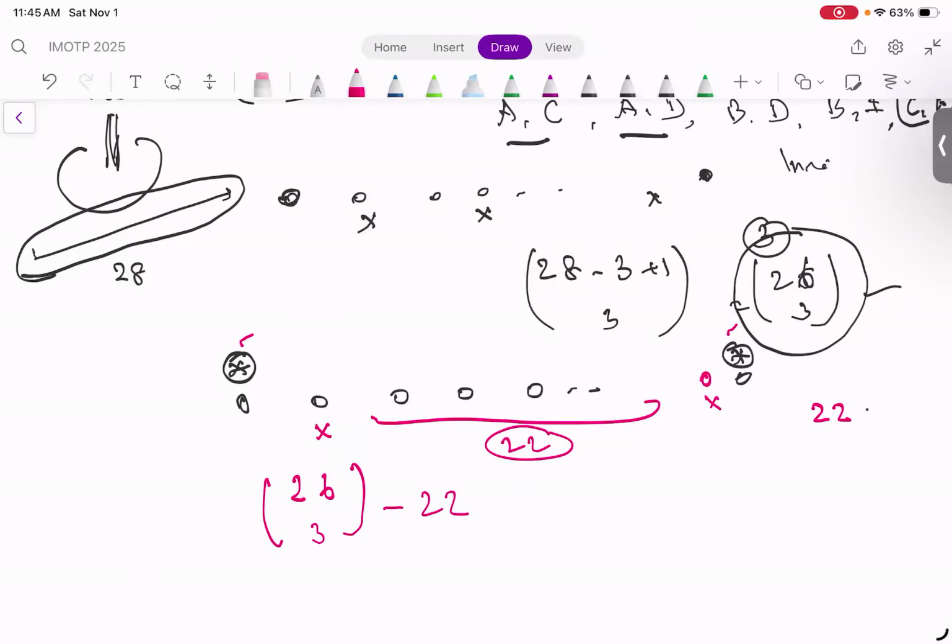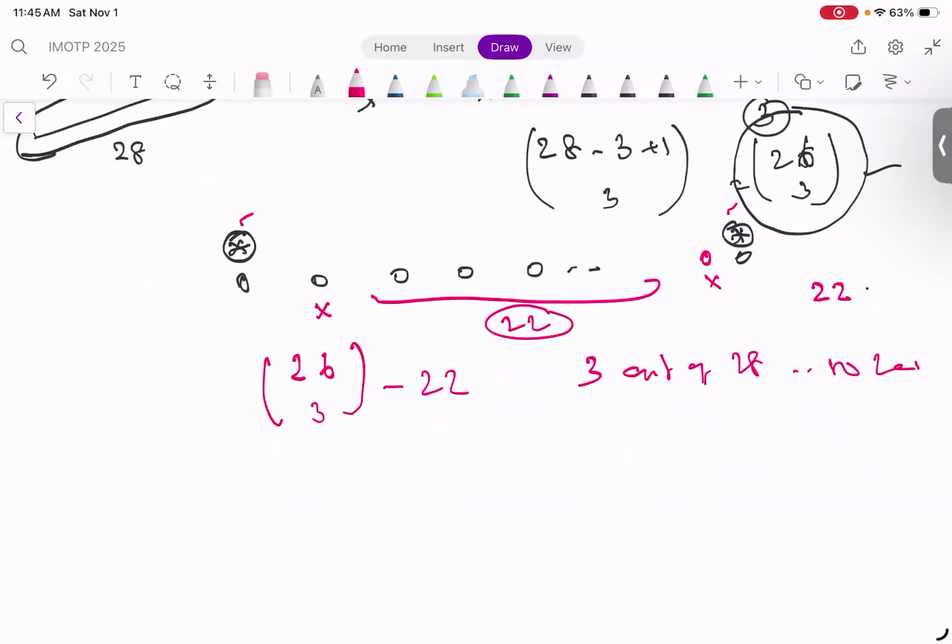Correct? So this is the number of ways of choosing 3 out of 28 such that no 2 are adjacent. You understand? Yes. So this is whatever this number is, I don't care.